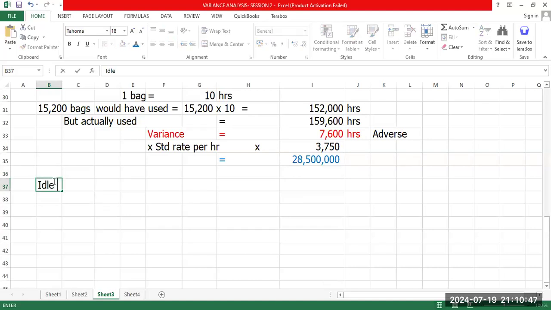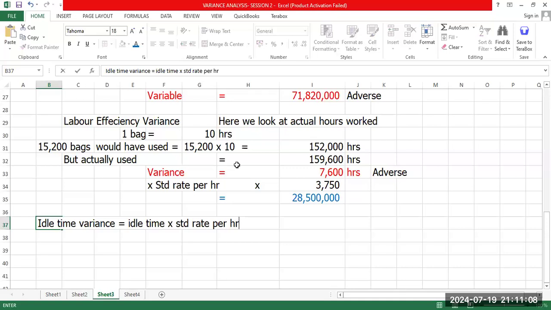Idle time variance is just equal to idle time times the standard rate per hour, whereby idle time is the actual hours worked minus actual hours paid.